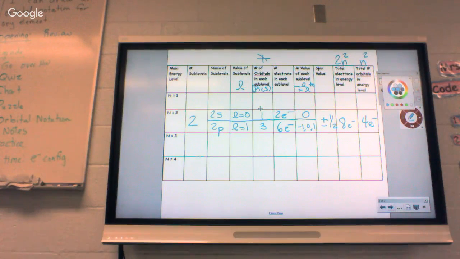Spin value is always the same. All the electrons are going to spin either clockwise or counterclockwise. So all you have to do is, yep.